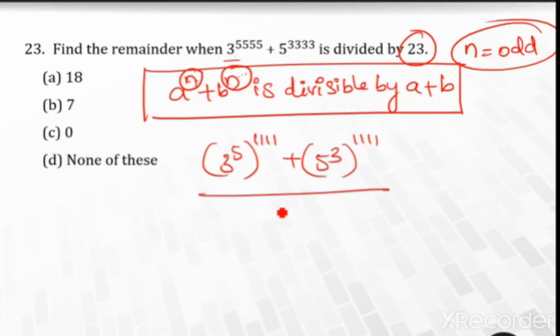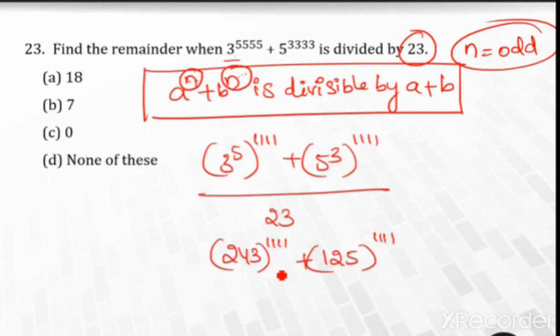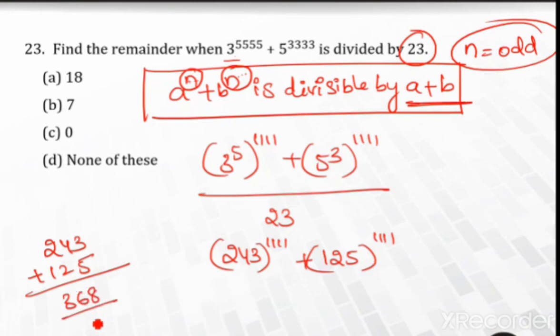That is divisible by 23. What is 3 power 5? 243. Great. 243 power 1 plus what about 5 cube? 125 power 1. Now a power n plus b power n is completely divisible by a plus b. Now what is a plus b here? 243 plus 125, 368.